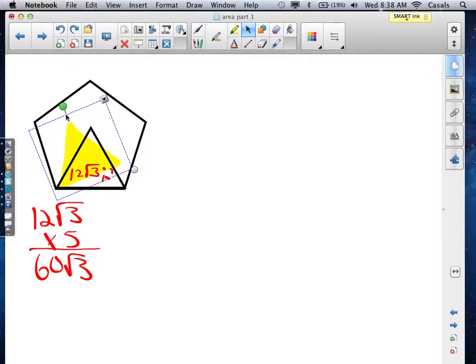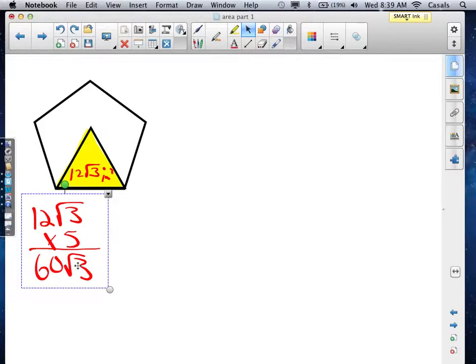So the thing is, if there are 5 of them, and only one of them has an area of 12 times the square root of 3, what would be the area of the entire pentagon? Well, it'd be 12 times the square root of 3 times 5, for the 1, 2, 3, 4, and 5 triangles that we would have here. So in essence, it'd be 12 times the square root of 3 times 5, which is 60 times the square root of 3. It's like saying 12 of these square root of 3's, times 5 is 60 of those square root of 3's. So the answer for the area of this pentagon would be 60 times the square root of 3 inches squared.